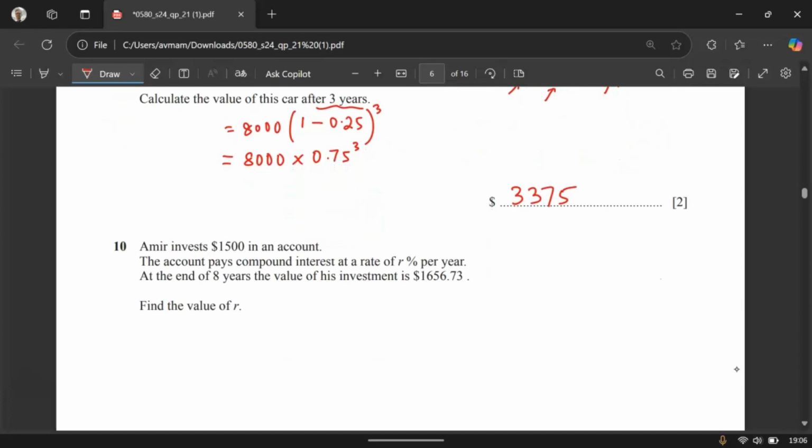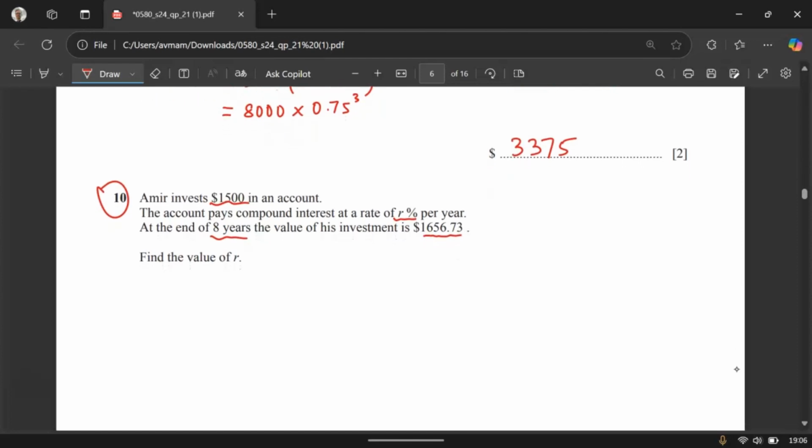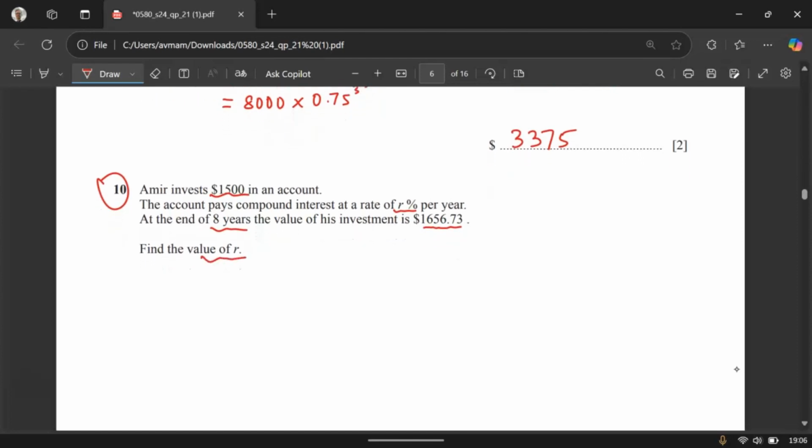Let us move on to question number 10. Amir invests $1,500 in an account. The account pays compound interest at a rate of R% per year. At the end of 8 years, the value of his investment is $1,656.73. Find the value of R.